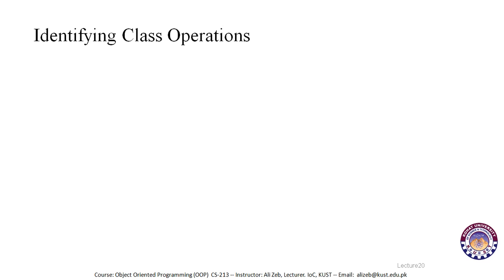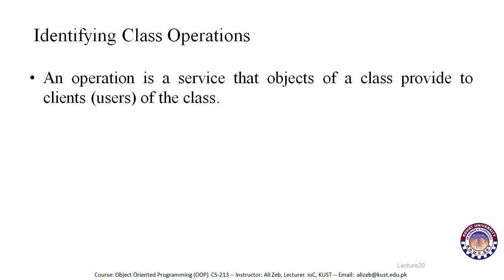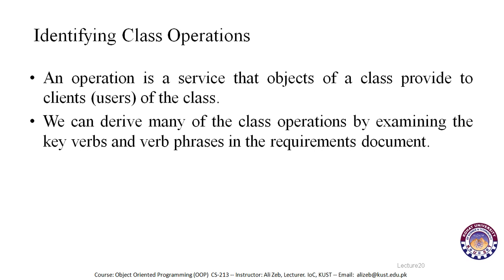Once we have identified the attributes of our classes, we can move on to identifying the class's operations. An operation is a service that objects of a class provide to clients or users of the class. So what is the behavior, or what are the things that a class is supposed to do? That is defined through the operations or functions of the class.